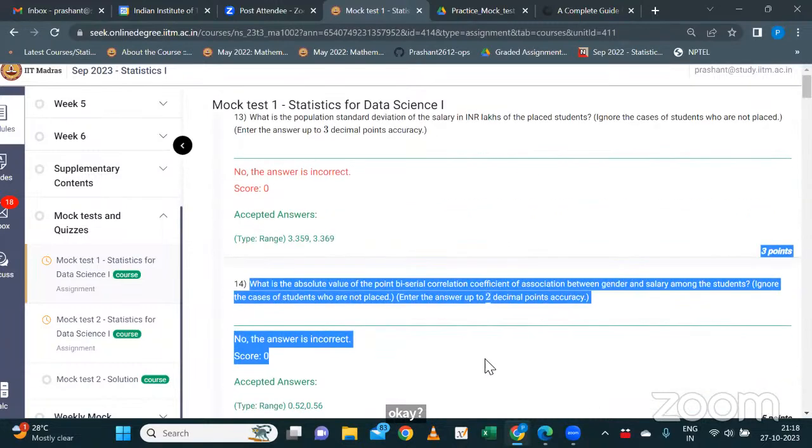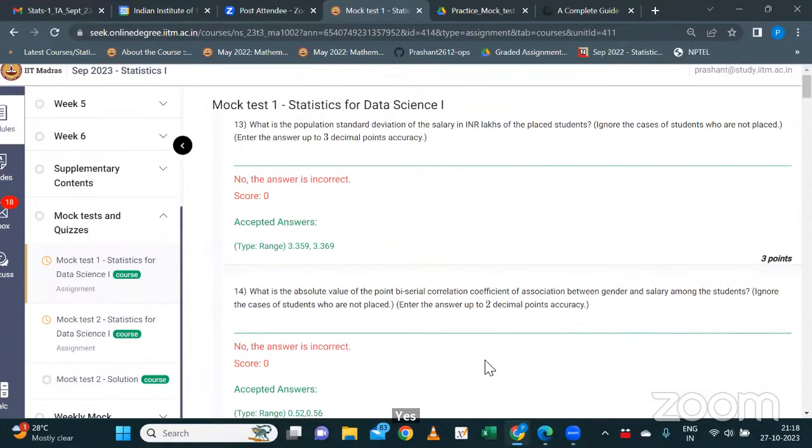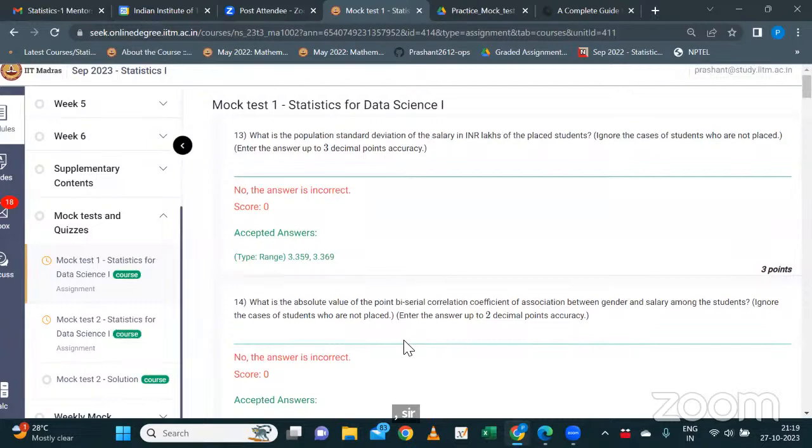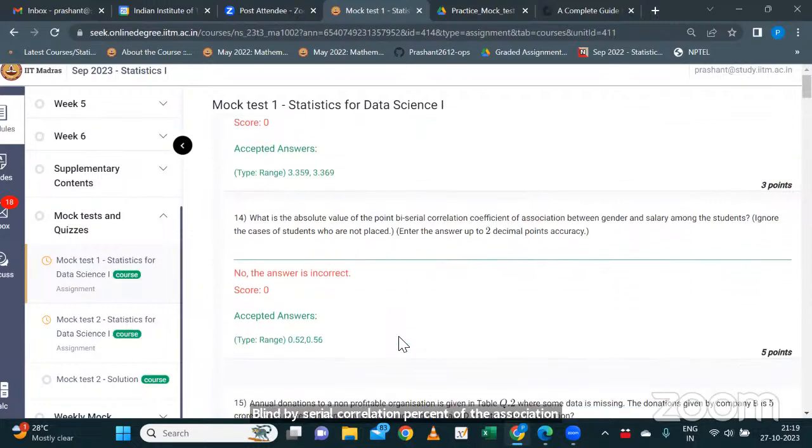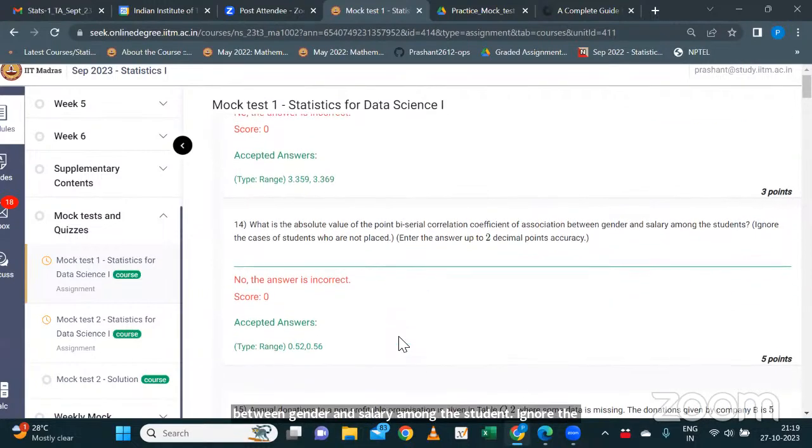Okay. So the next question, I'm leaving it, you have to just complete it. Next question: what is the absolute value of the point biserial correlation coefficient of the association between gender and salary among the students? Ignore the cases who are not placed. Okay, let me come to this question.